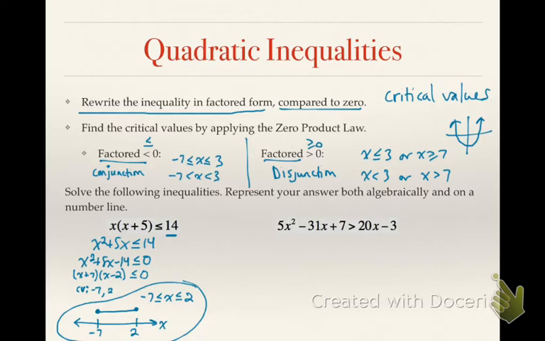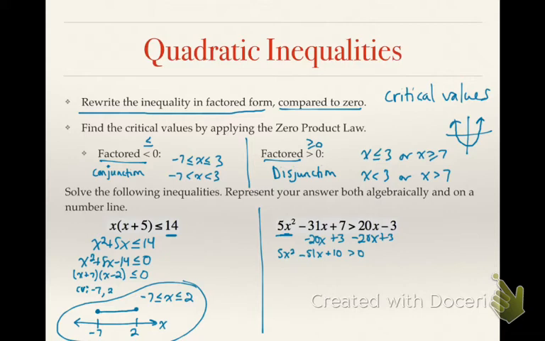Look at an example. This time notice I have a greater than, so it's probably going to be a disjunction. But let's see. We want to make sure it's compared to 0. So to do that, I'm going to bring everything over to the left because that's where my highest exponent is, and it's positive. So I'm going to subtract the 20x from both sides, and I'm going to add the 3 to both sides, giving me 5x squared minus 51x plus 10 is greater than 0.